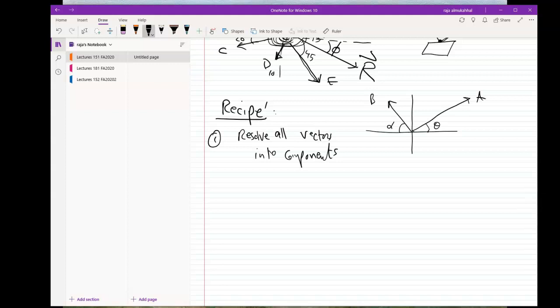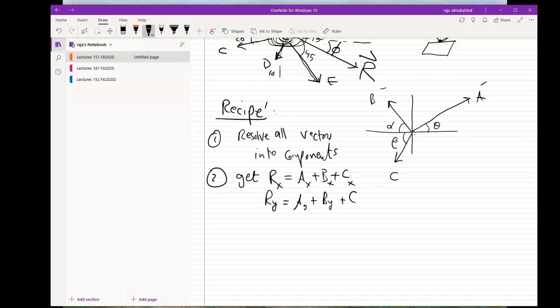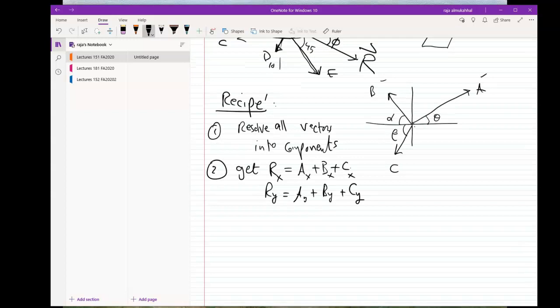Let me just write it down first and then we'll apply it. Step 2: get R sub x, which is the x component of the resultant vector. Okay? How do I find that? Well, it's simply A sub x plus B sub x. I have 2 vectors here, A and B. If there is C, let's say there is another vector here, with some angle beta, then plus C sub x, okay? And then get R sub y, which is A sub y plus B sub y plus C sub y. Got it? That's the second step.